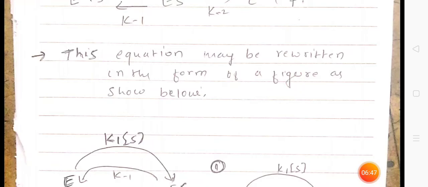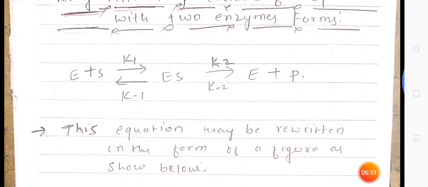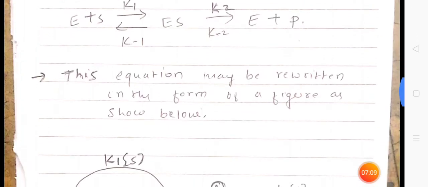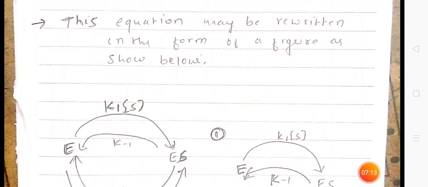So this reaction, this equation, is mainly useful to derive the Michaelis-Menten equation. By using this equation only we derive the Michaelis-Menten equation, and we come to know what the equation is, where we are finding Km and Vmax. So again, this equation in the King-Altman procedure may be rewritten in the form of a figure.